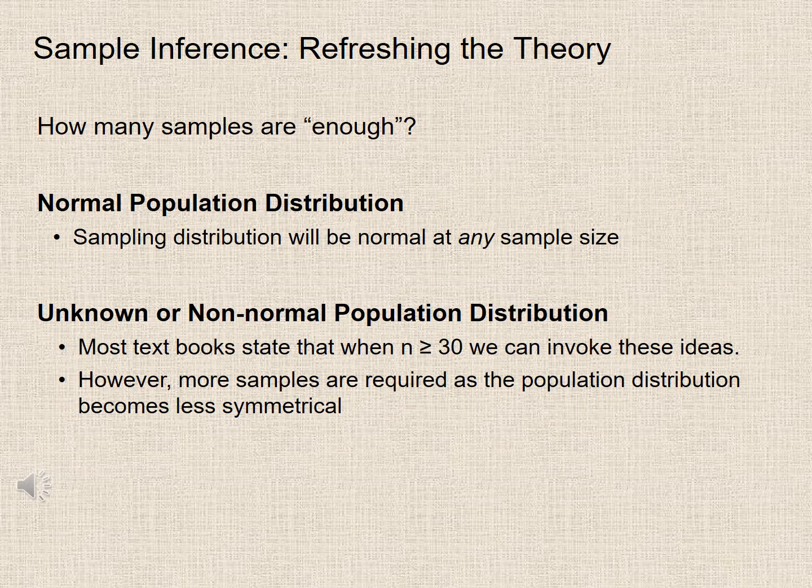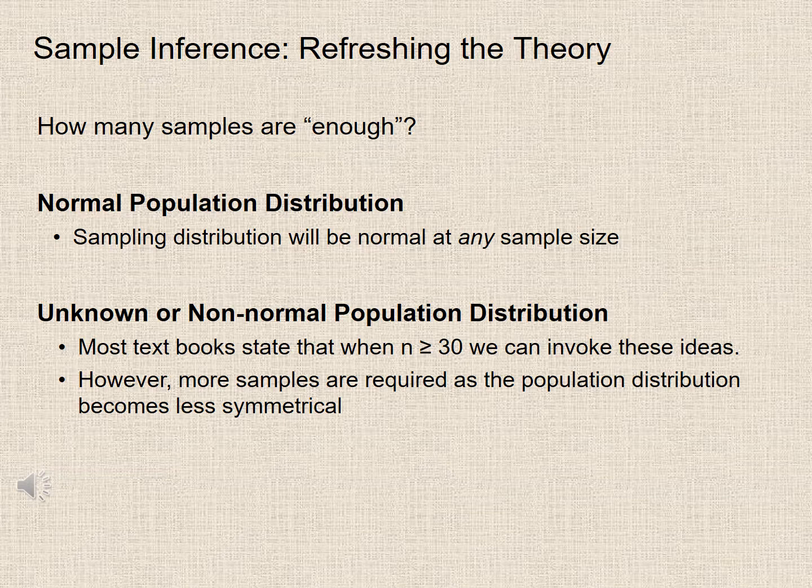So, if we need enough samples to assume our sampling distribution is normal, how many samples is enough? Well, first, if you already know your population distribution is normal, which we don't often know, then any sample size will also be normal. However, if we don't know the population distribution, or if we know it isn't normal, then we need to collect enough samples to assume the sample distribution is normal. Most statistics books will say when n is greater than 30, we can invoke these ideas. However, things are not that simple in practice.